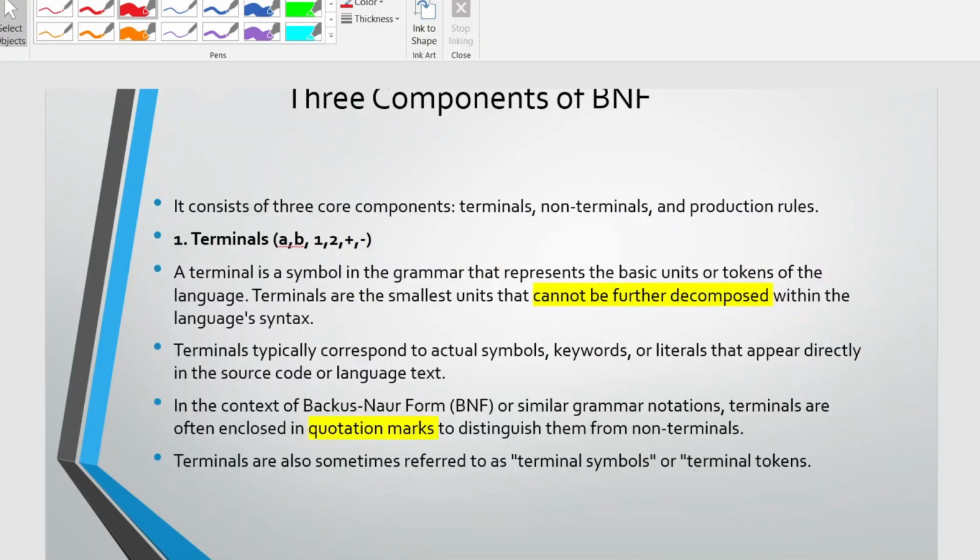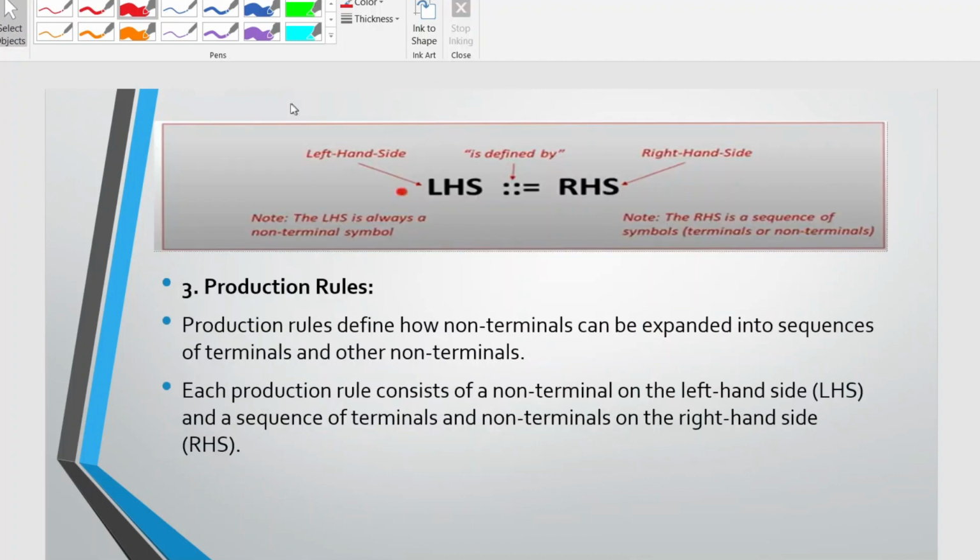Now we will study the three basic components of the BNF. Whenever you write the grammar of the BNF, you should know its basic components. The basic components of the BNF are terminals, non-terminals, and production rules. Let me show you with the help of an example. Whenever you write any BNF notation, you have to follow this sequence. There will be two sides of the statement: the left-hand side and the right-hand side.